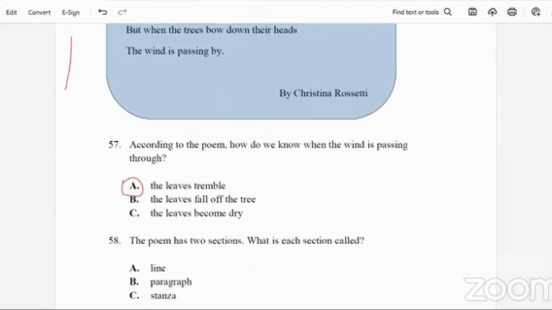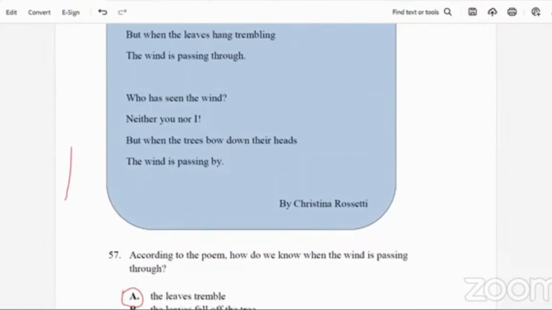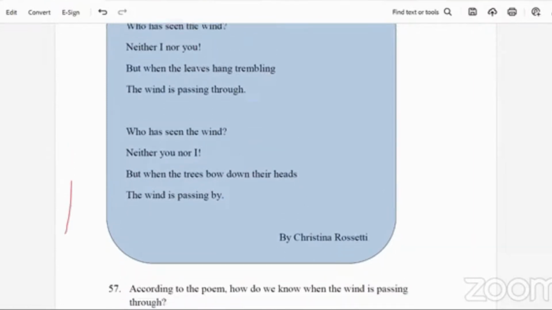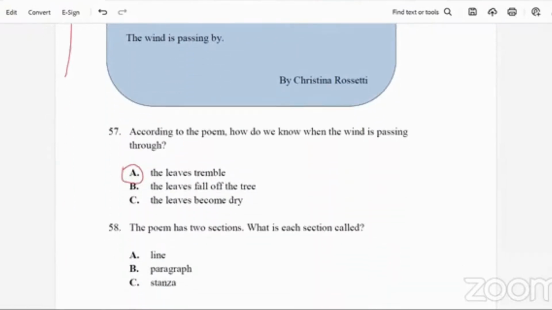All right, question 58. The poem has two sections. What is each section called? Let's look at the two sections. All right, so we see the two sections here. The first one had 4 lines. The second section had another 4 lines. So the poem had two sections. What is each section called? In stories and passages, we would call those sections paragraphs. In poems, they're referred to as stanzas. So each section of the poem is a stanza. That's what we call the sections of poems.